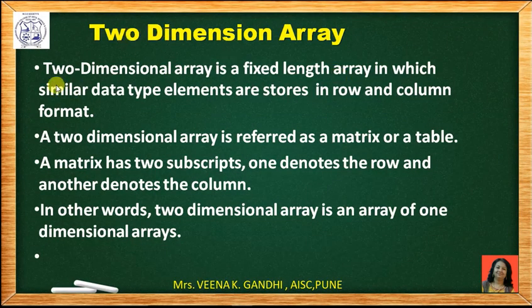Two-dimension array. A two-dimension array is a fixed length array in which we store similar type of data in row and column format, or you can say tabular format. So a two-dimensional array is also referred to as a matrix or a table. Now a two-dimensional array has two subscripts. One denotes the row and another denotes the column. So in other words, we can say a two-dimensional array is an array of one-dimensional arrays.